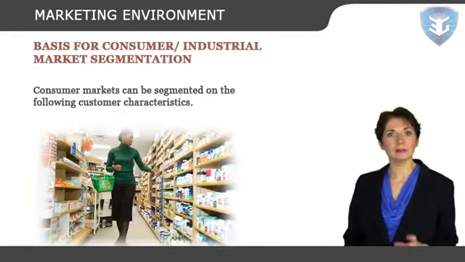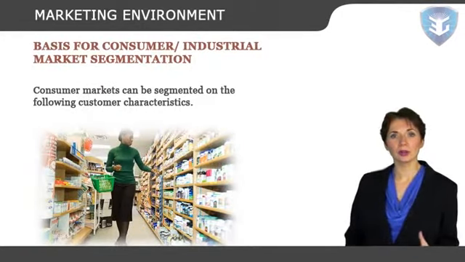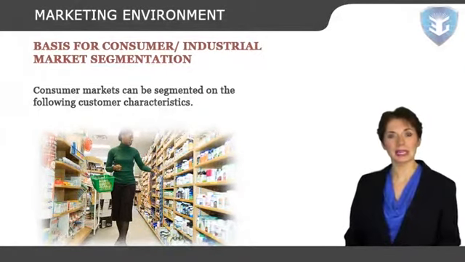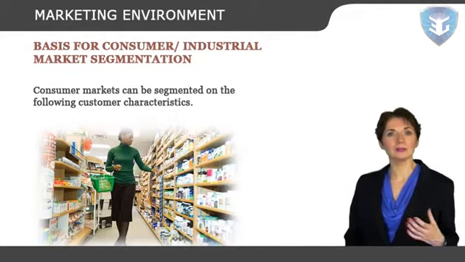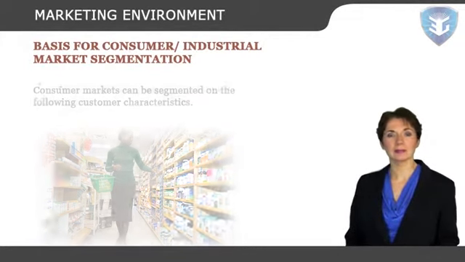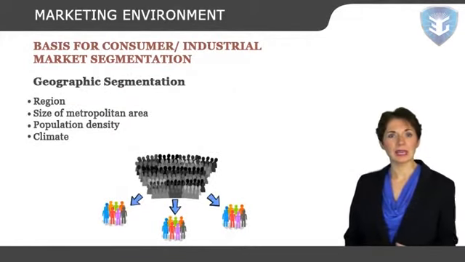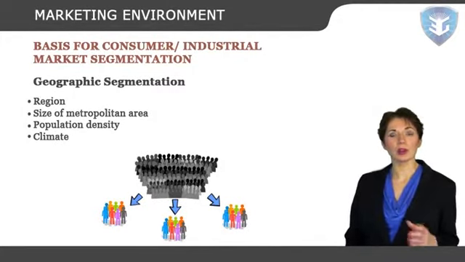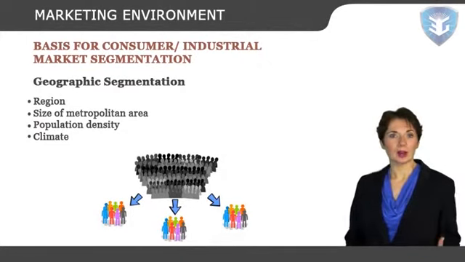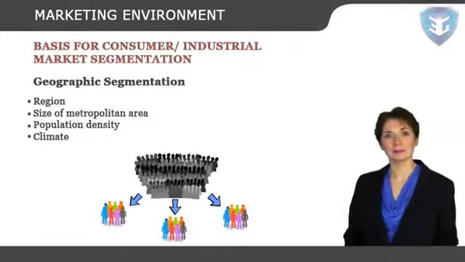Let's now talk about the basis for consumer and industrial market segmentation. Consumer markets can be segmented on the following customer characteristics. Geographic segmentation. Some examples of geographic variables often used in segmentation: region, by continent, country, state, or even neighborhood.